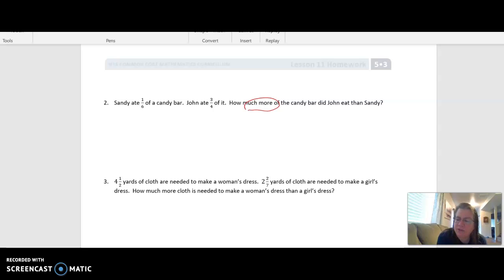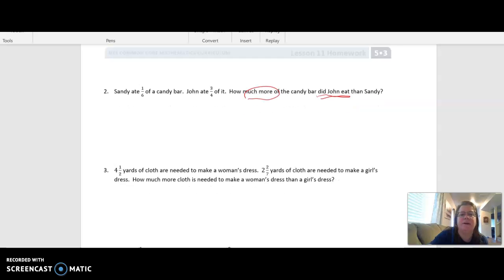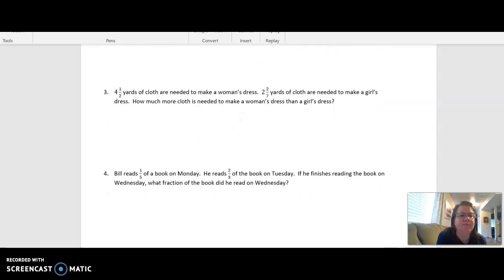So who ate more, John or Sandy? Right, we know John ate more because it says how much more did John eat. So our bigger number is the number that John has. And when we subtract, we know that our bigger number always goes on top, right? Okay, so that's all I'm going to give you for that one. You know how to set up a subtraction problem.